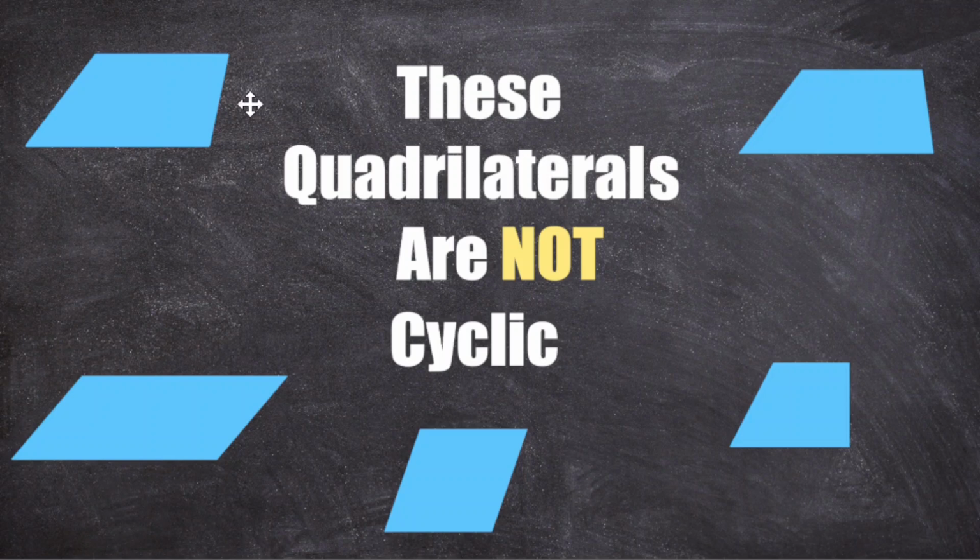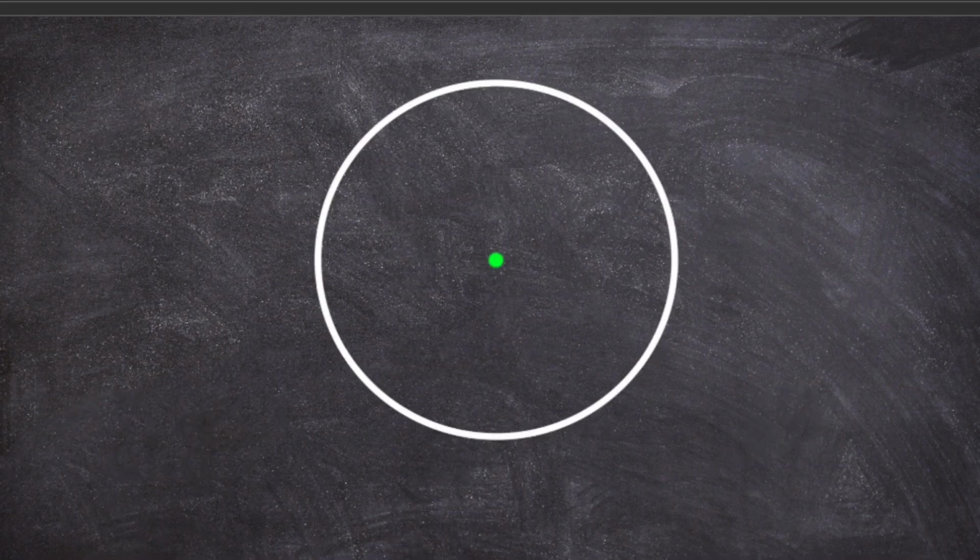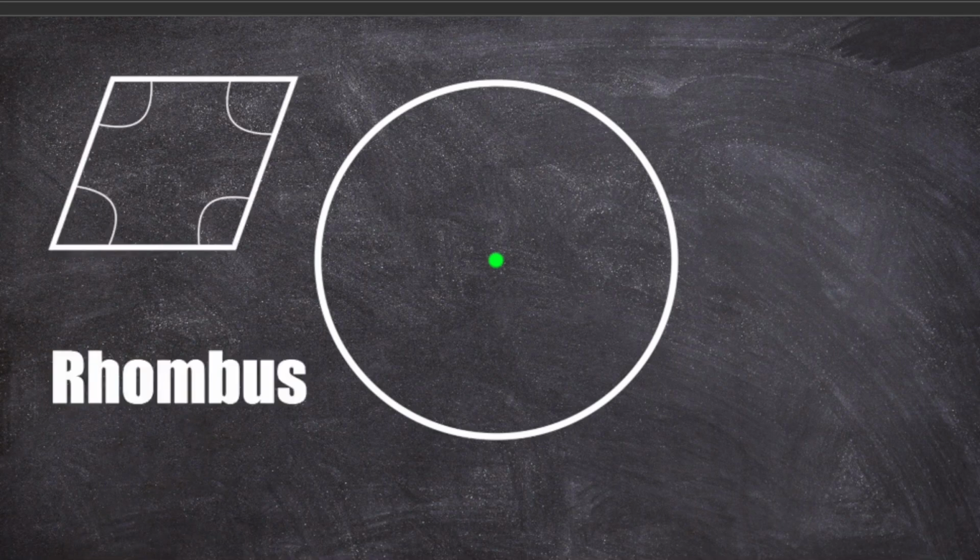In this video, we're going to show why all these shapes can never be cyclic quadrilaterals. The first shape we're going to assess is the rhombus, which is a quadrilateral where adjacent sides are of equal length, which means that all four sides are the same length, but none of the internal angles are right angles. So they're either obtuse angles, which are larger than 90 degrees, or acute angles, which are smaller than 90 degrees.